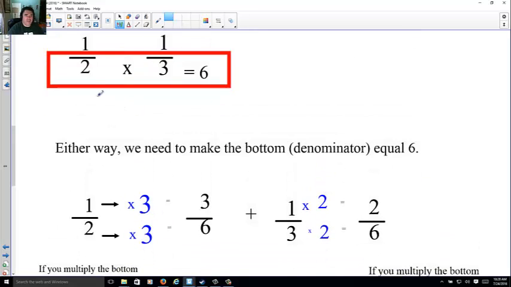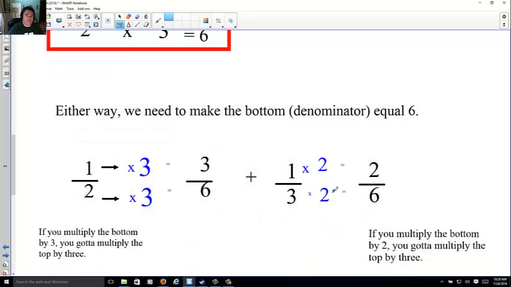So, okay, to make the bottoms equal 6, all you have to do is, since 2 times 3 equals 6, I have to take the bottom times 3. If you take the bottom times 3, you take the top times 3. So times 3, times 3. Remember, as long as you do it to the bottom and the top, you're fine. So 1 times 3 is 3, and 2 times 3 is 6. In other words, 1/2 equals 3/6. And in that same way, to turn 3 into 6, I have to times the bottom by 2. But if you times the bottom by 2, you times the top by 2. So 3 times 2 is 6, 1 times 2 is 2. So I have 3/6 and 2/6.